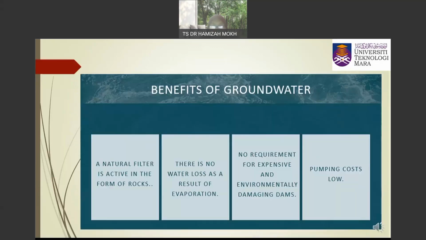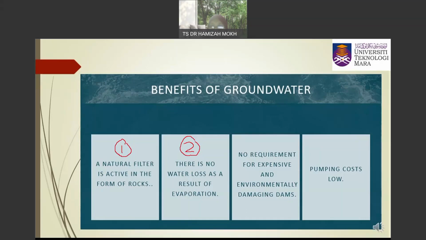Next is groundwater. The first benefit of groundwater is that it can act as a natural filter, in the form of rocks. So rocks throughout the groundwater can act as a natural filter to the stormwater or rainwater. And then there are no water losses as a result of evaporation regarding the groundwater, because groundwater is located below the land, below the ground. So the water is not exposed to the atmosphere, so it causes no water loss by evaporation.